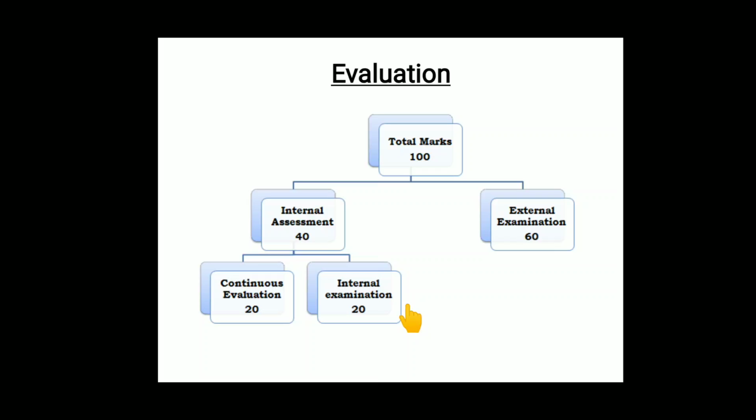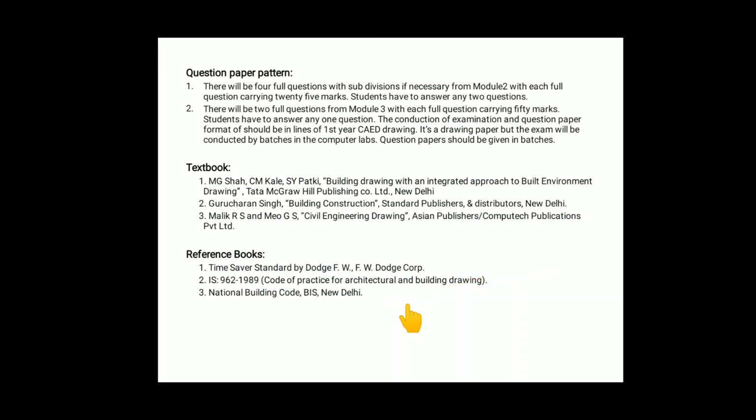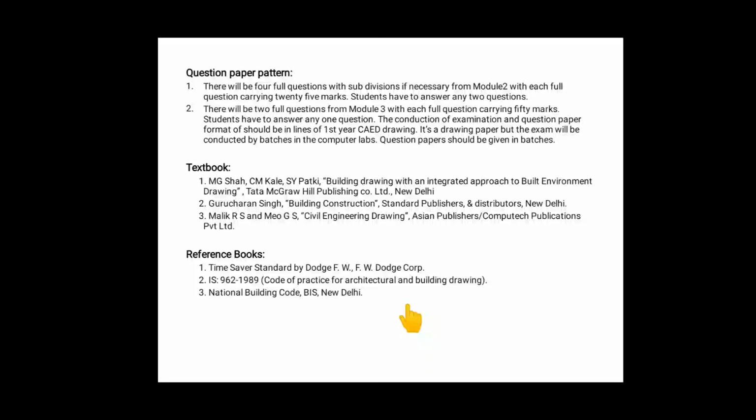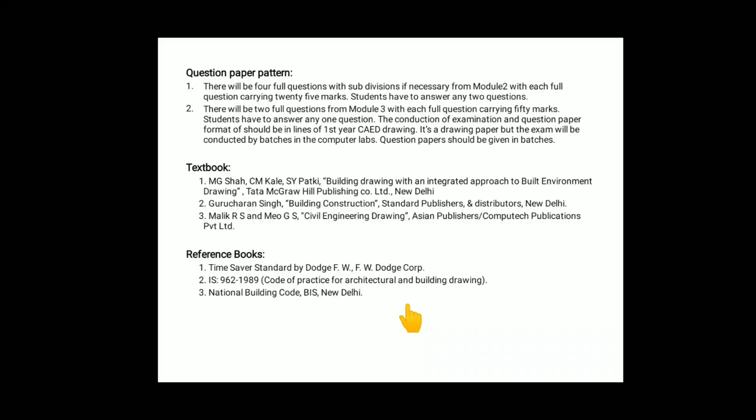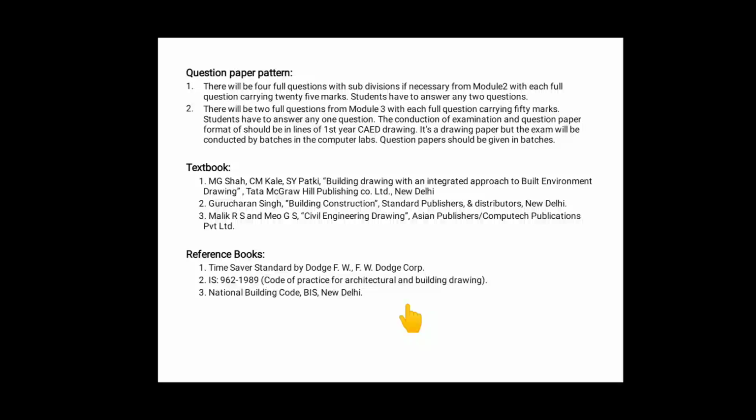So as I have explained, evaluation guidelines are as follows: 40 internal and 60 external. Total it consists of 100 marks. So the question paper pattern will be, as I told you, there are 3 modules. First is introduction to the software and various tools in the software. Second is drawing building elements, and third is drawing of an entire building of some residential and some public buildings.